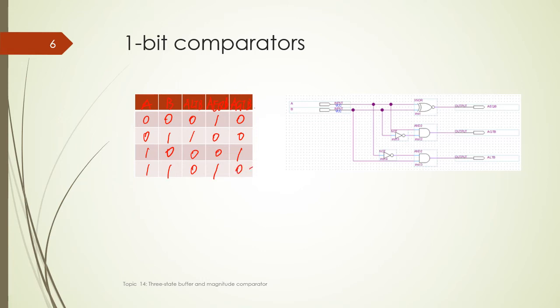So for this 1 bit, we can simply draw a circuit like that. Because A equal to B is an XNOR function. Right? If we compare the truth table with the XNOR gate, this is the XNOR function. And for A less than B and A greater than B, it's just an AND function. Only one output is 1. That's an AND function.